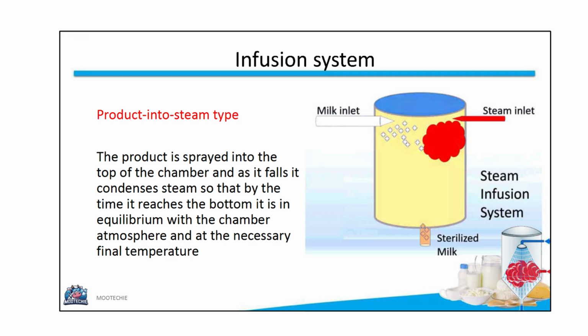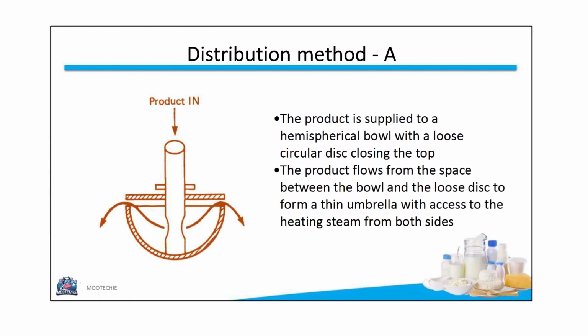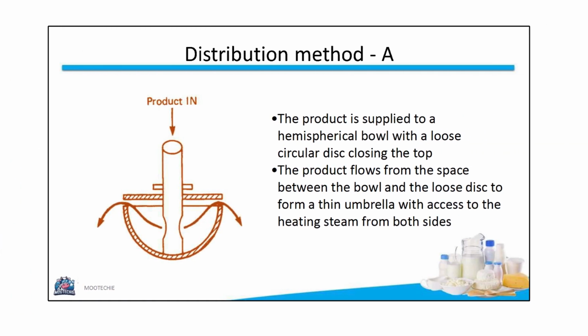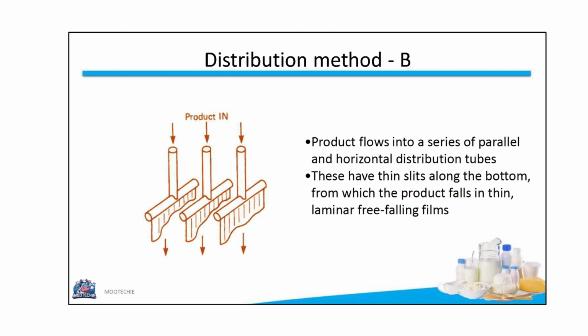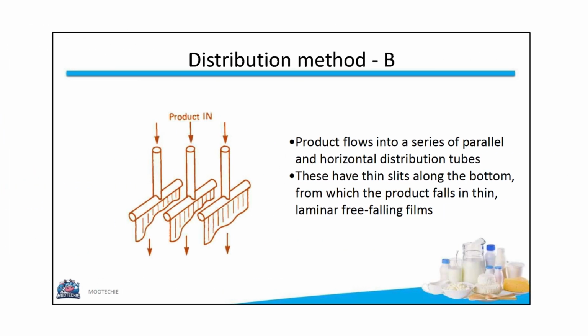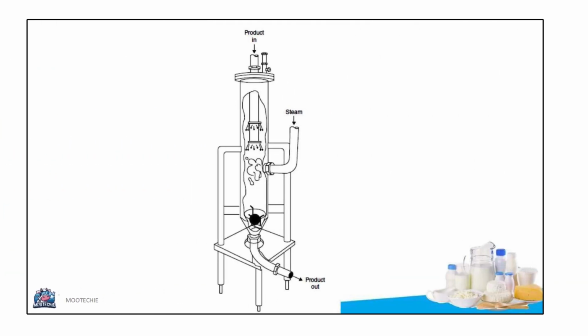There are different distribution methods for the product. In method A, the product flows into a hemispherical bowl with a loose disc, forming a thin umbrella-like film exposed to steam on both sides. In method B, the product flows into horizontal tubes with slits, falling as thin laminar films. A diagram shows the infusion chamber with product entering at the top, steam inlets, and sterilized milk collecting at the bottom.